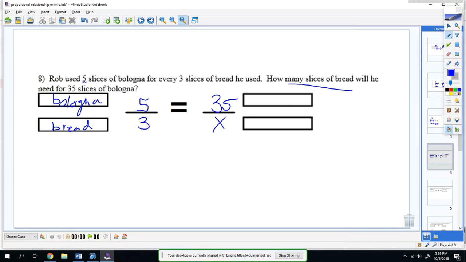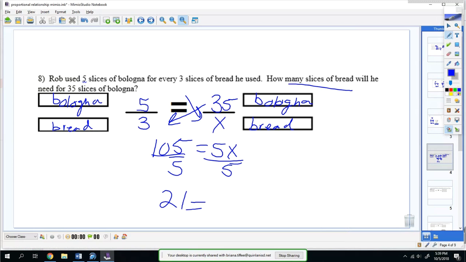So you're going to cross multiply. You're going to do 35 times 3, which is 105. And then 5 times x, which is 5x. Oops, I forgot to label my sides. Please do this to both sides. And then you're going to do 105 divided by 5, which is 21. So it would take 21 slices of bread if I use 35 slices of bologna. That's a lot of sandwiches.